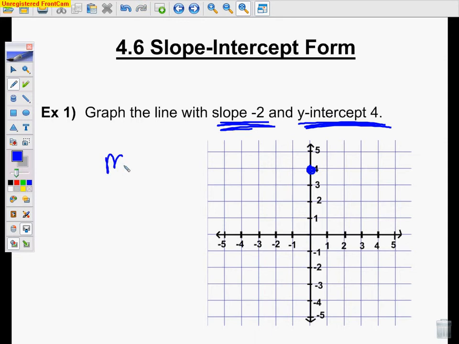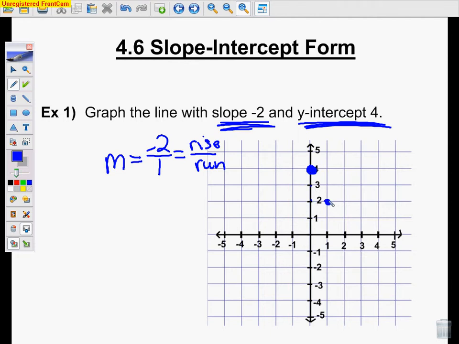Now if the slope is negative 2, that means that's the same thing as negative 2 over 1, right? And we know slope is our rise over our run. So from this 4, that means that we can rise negative 2. Well, rising negative 2 means go down 2, 1, 2. And then running positive 1 is to the right 1.